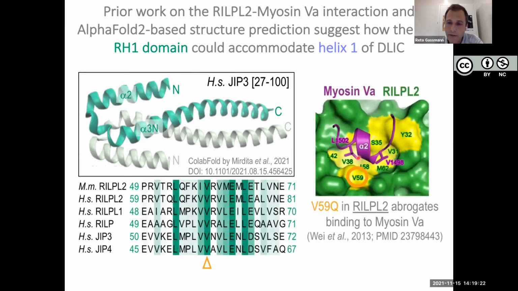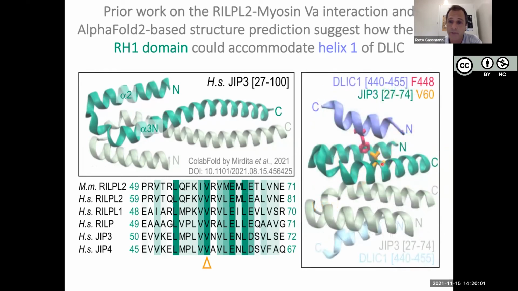And in this publication, it was found that there's a helix of myosin Va that inserts into the hydrophobic pocket of RILPL2. And when this conserved valine here was mutated to glutamine, this was sufficient to displace the myosin Va helix from this hydrophobic pocket. And so we thought maybe the helix 1 of dynein light intermediate chain uses the same hydrophobic pocket on JIP3. And in fact, when we asked AlphaFold 2, where would you put this helix 1 of dynein light intermediate chain, it puts it exactly where we think it would be, which is into this hydrophobic pocket.